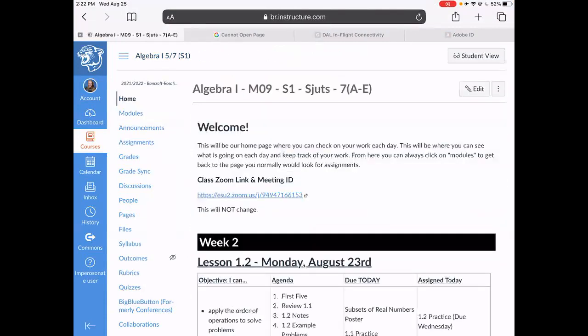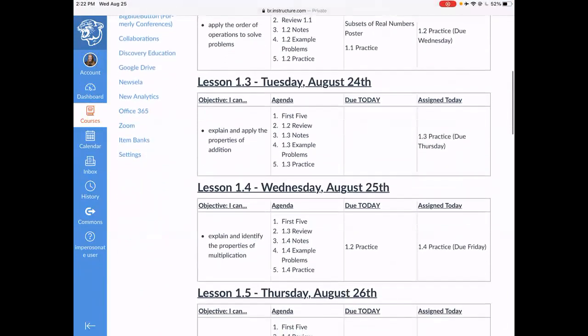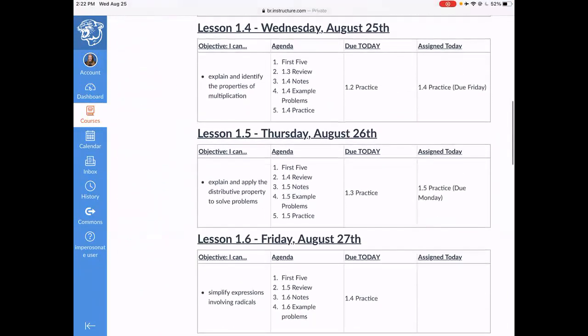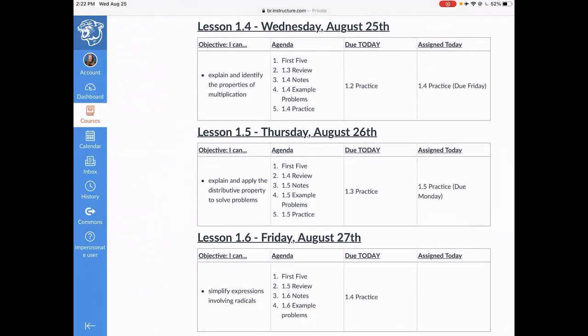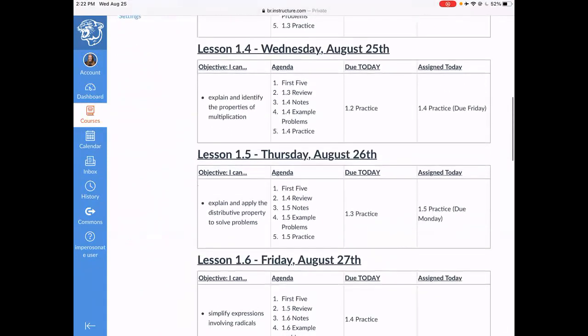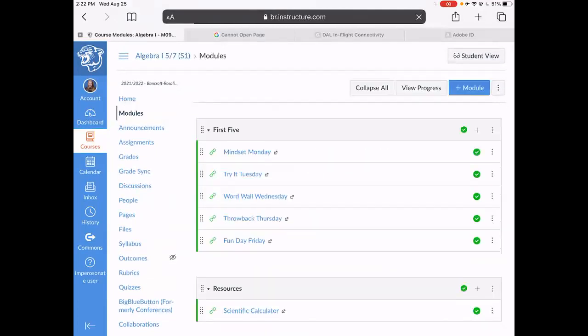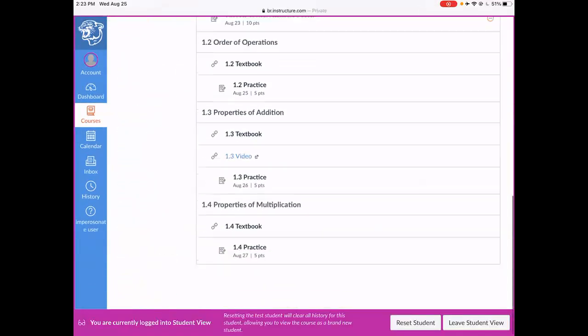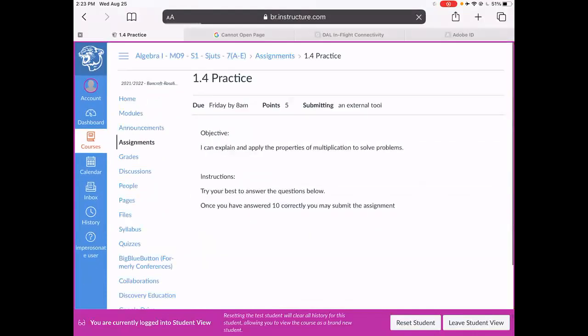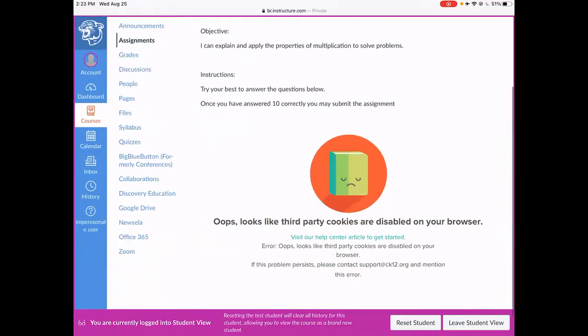Just follow along for a second before you start opening your computers. Look at today, August 25th. What's due today? 1.2, right here under August 25th. Okay, 1.2 is due today, so you need to go check your late work. Make sure you hit turn in on both of those. 1.4 is the new assignment. So in modules, yours will look like this. Go down, click on the 1.4 practice.